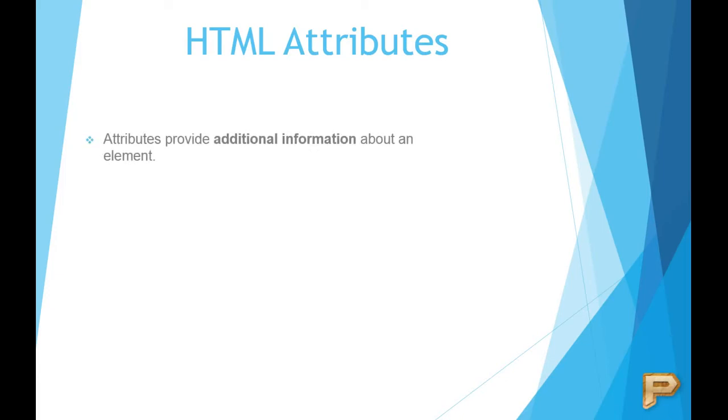Now here you can see, attributes provide additional information about an element. So it's very clear over here that attributes provide us some kind of additional information about a particular element. The element that we are talking about here is a tag. In the further slides I will tell you with some examples what that is all about.